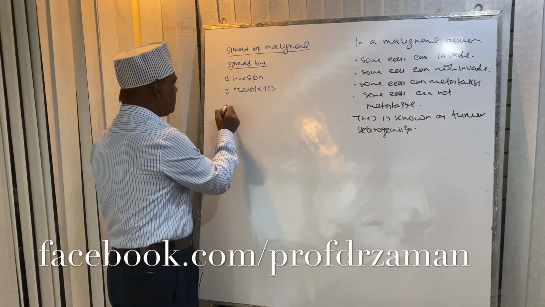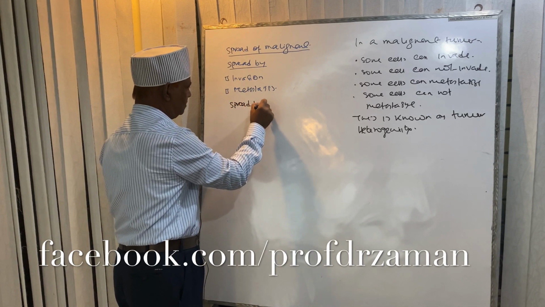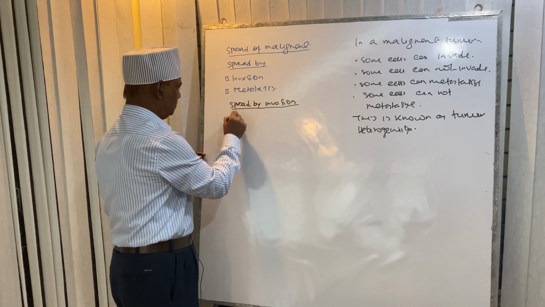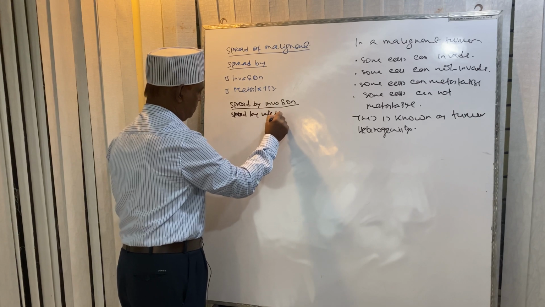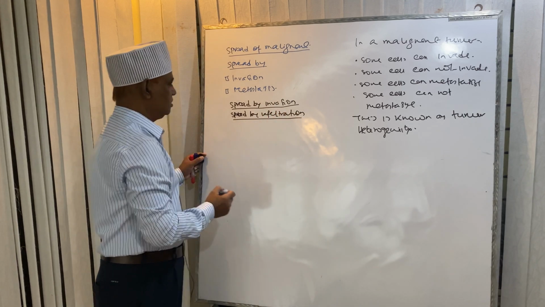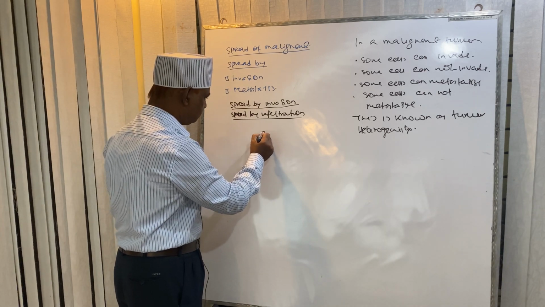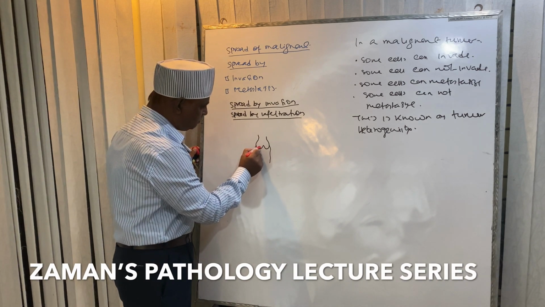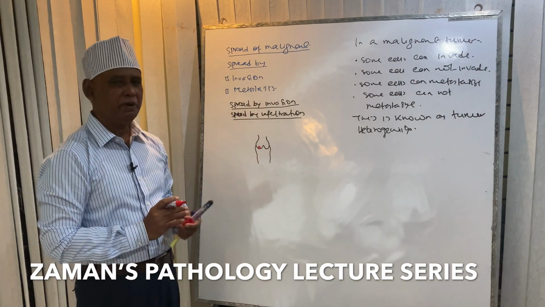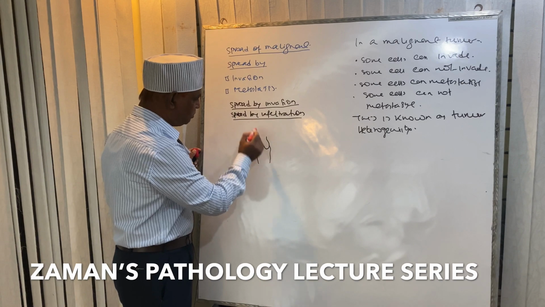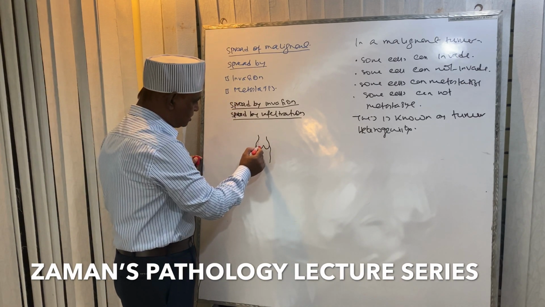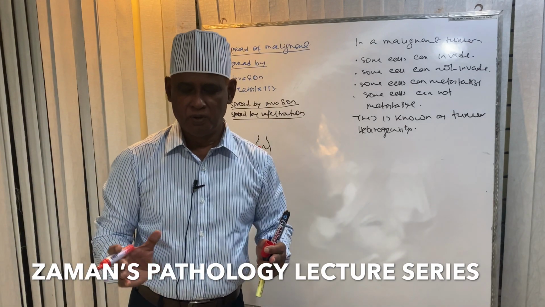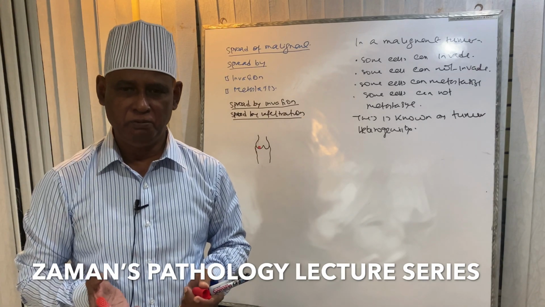First come to spread by invasion. It is also called spread by infiltration. Suppose this is the cervix of uterus and this is the vagina. If a mother suffers from cervical carcinoma, this cervical carcinoma may infiltrate into the body of the uterus from the cervix, and may invade the vaginal wall also. This is local spread of carcinoma of cervix by invasion or by infiltration.